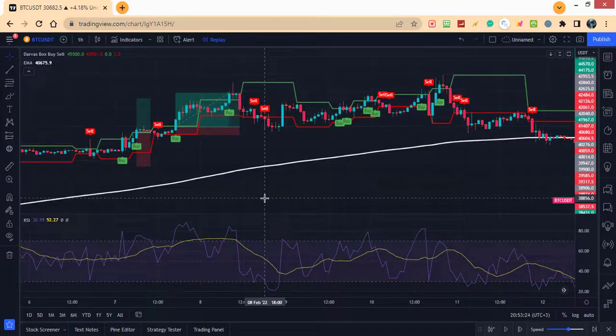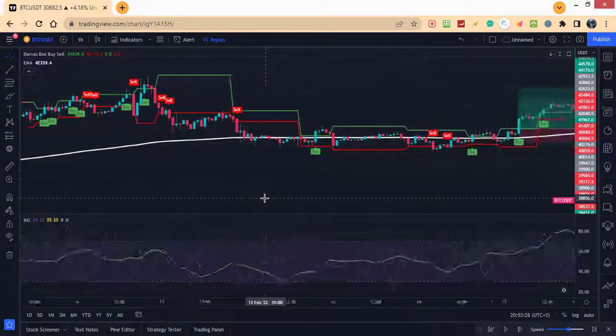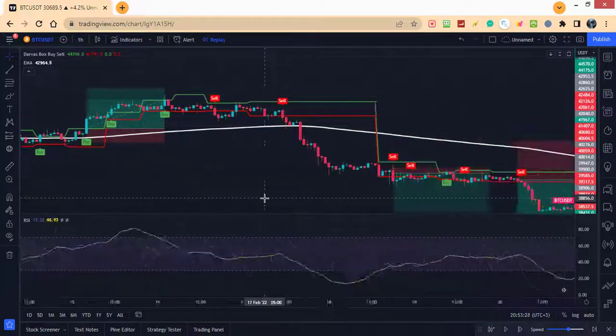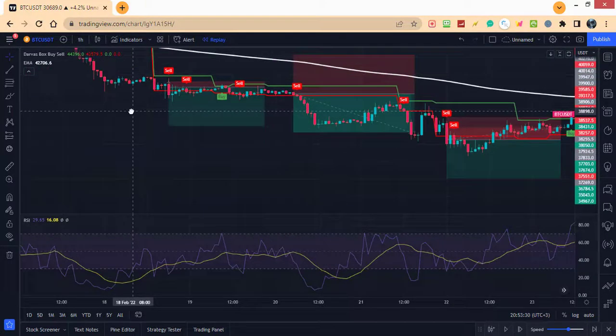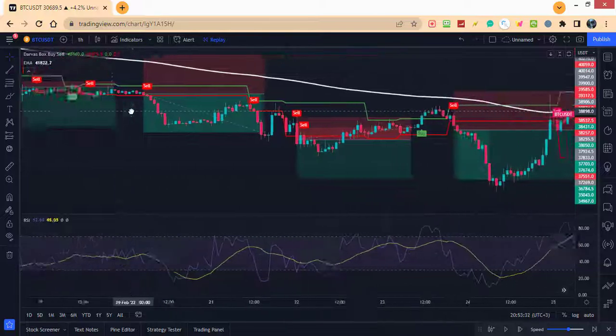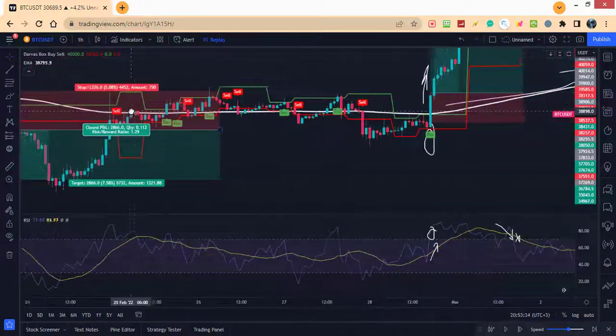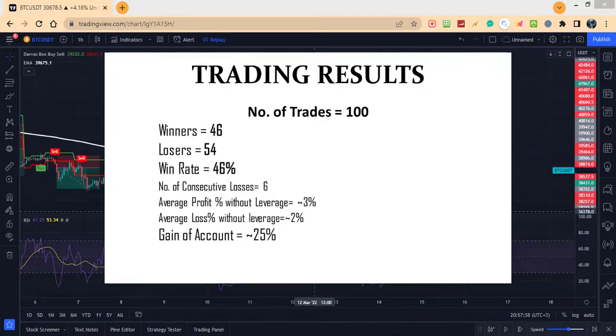After backtesting this strategy for almost 100 trades, our result is we have 46 winners and 54 losers. Our win rate is almost 46%.